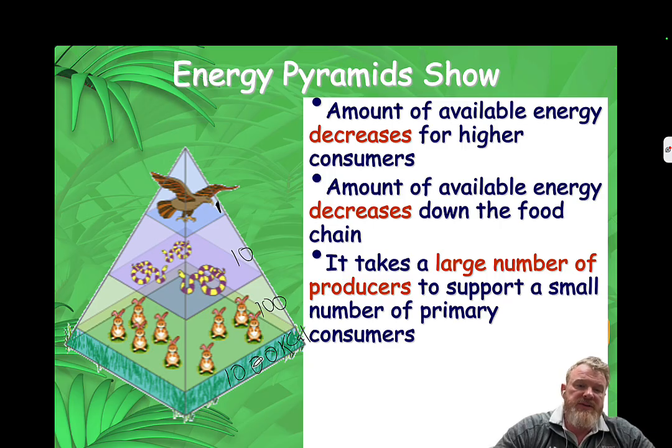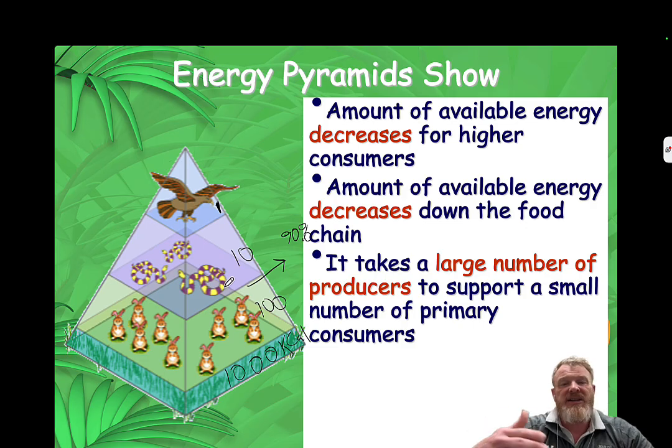So we got 1,000 available units of energy here, only 100 available energy for the next unit. Why? Because these little bunnies, they need energy to do bunny things. We're going to lose 90% of that energy at each level. So once again, boom.